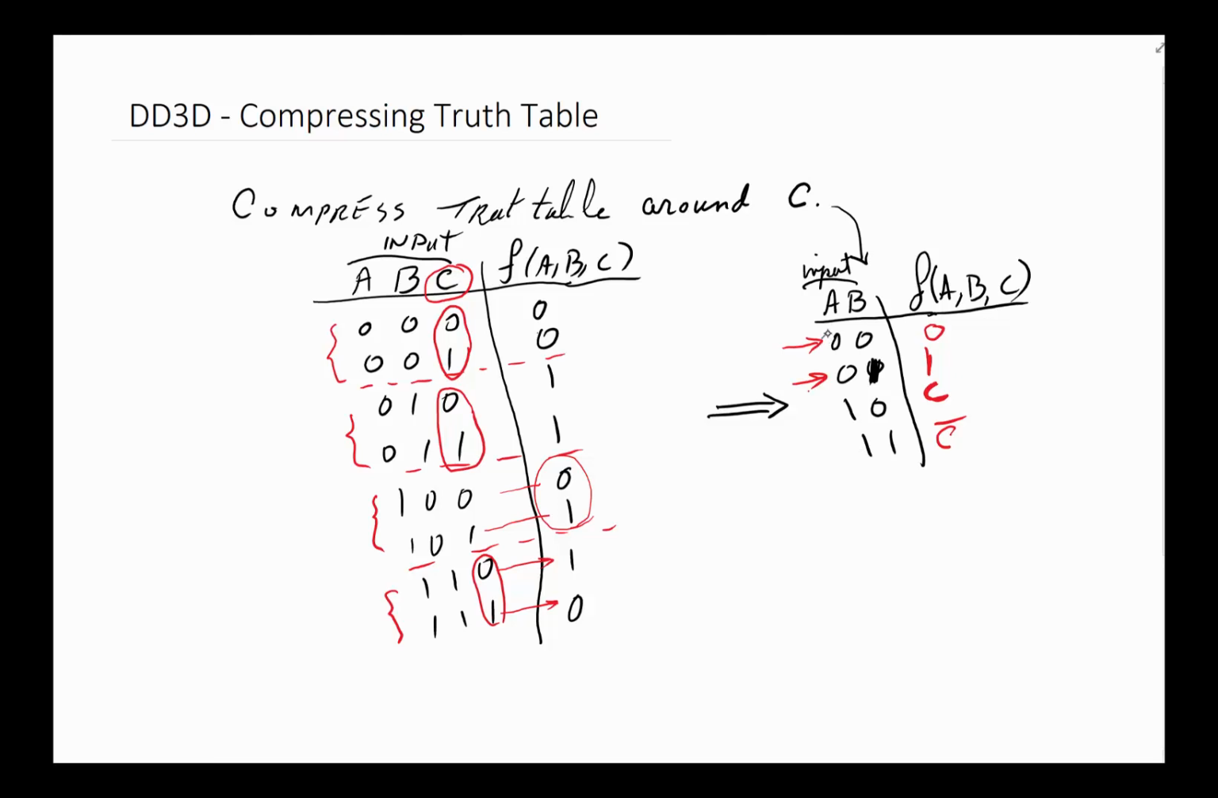such that now we only have 4 rows, or just 2 inputs, and the function is still the same function. So if you start plugging values in, you're going to get exactly the same f for every possible value of a, b, and c. So we didn't change the function, we just compressed it around c.